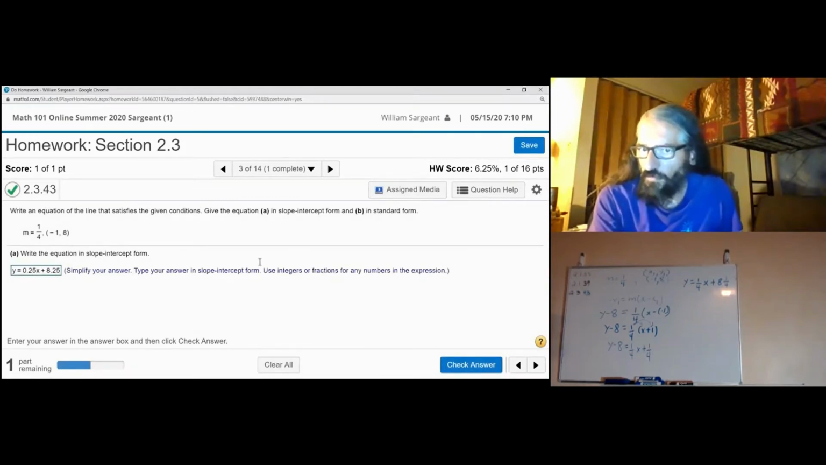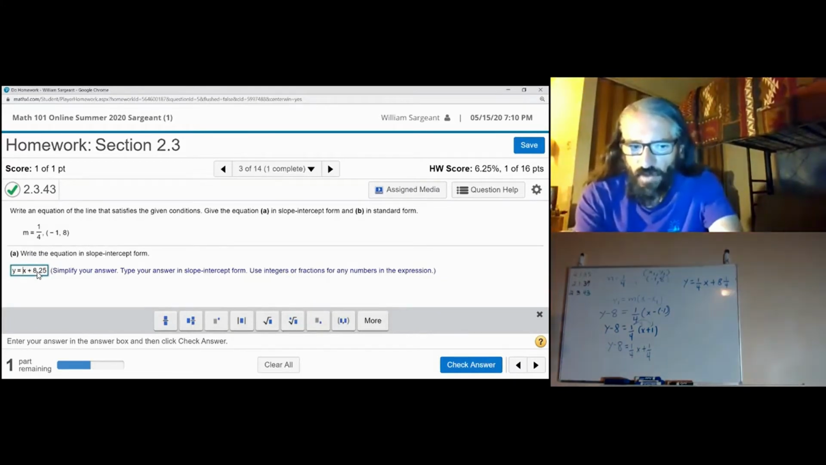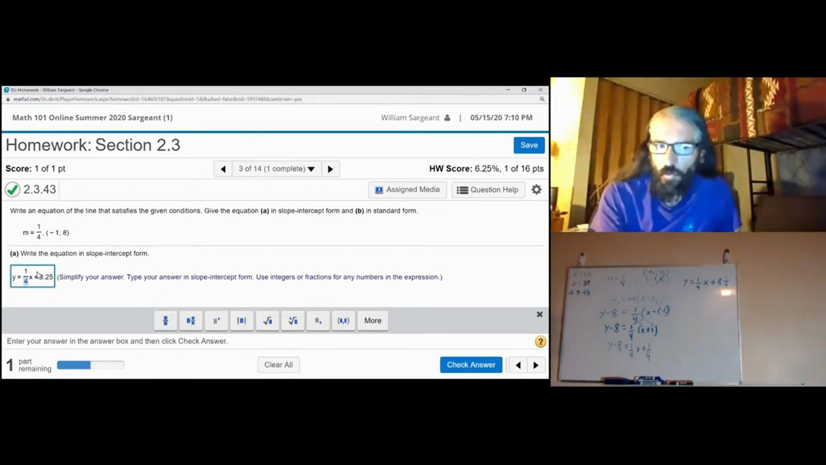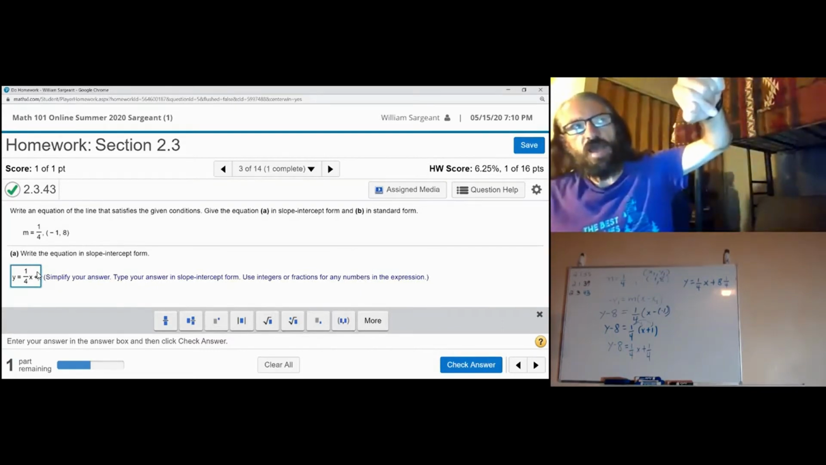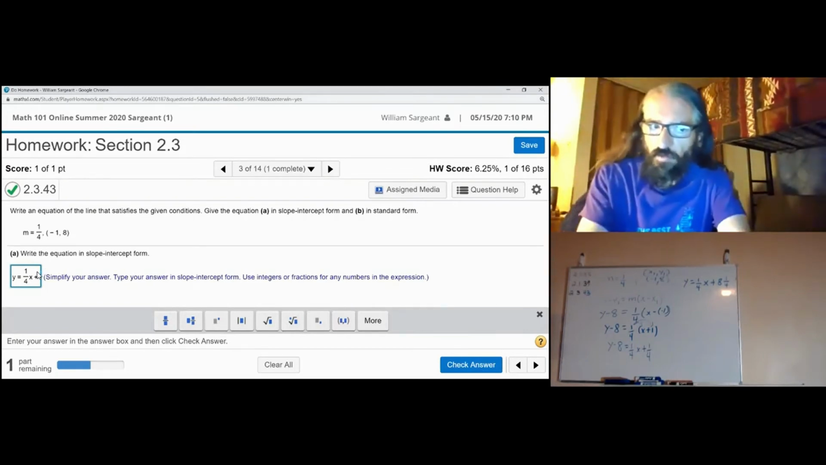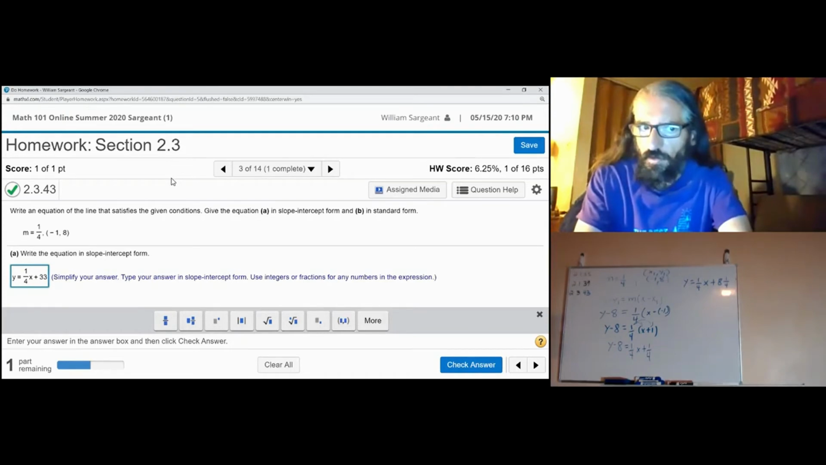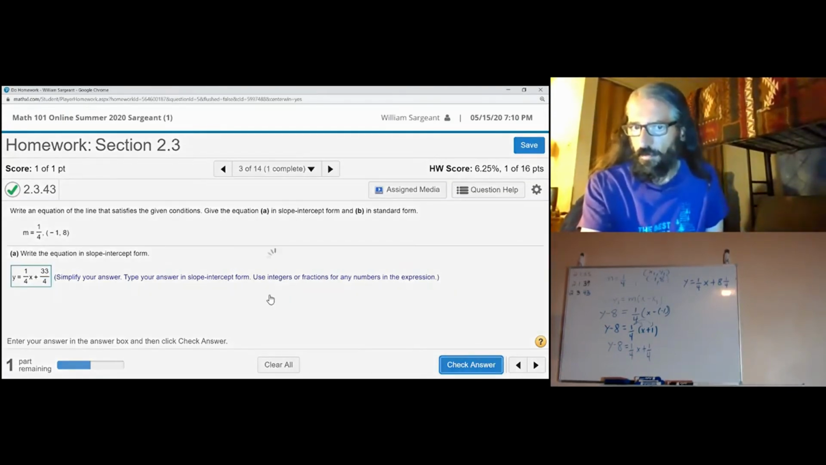So they want integers or fractions for any of the numbers in the expression. Really, they should be saying the equation. And I found this out yesterday. They don't want the 8 1/4 as a mixed number. You can convert that: 8 times 4 plus 1. That will give us 33, still over the same denominator that it likes.